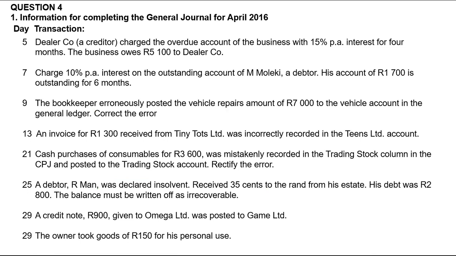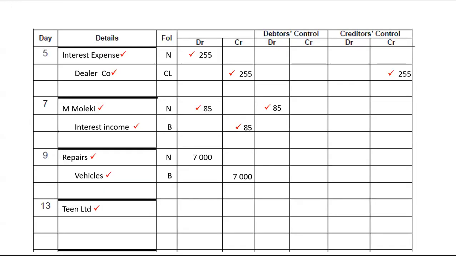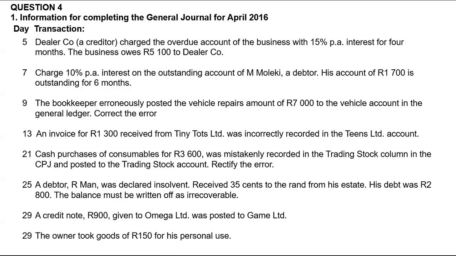Because they said it was recorded in Tins' account, I will just correct the account and I will not touch my creditors' control. But even if you touch it, the net effect will be zero. Okay, the net effect will be zero. And let's move to the next one.